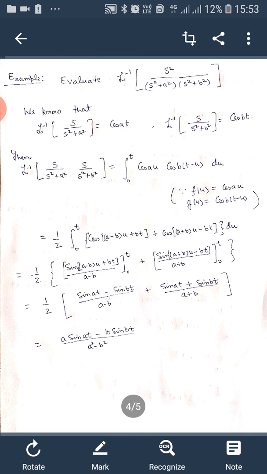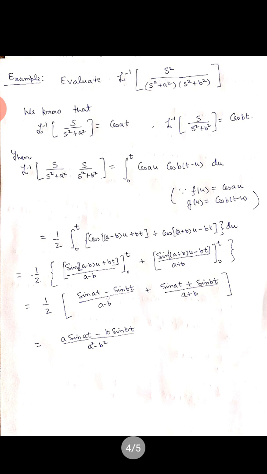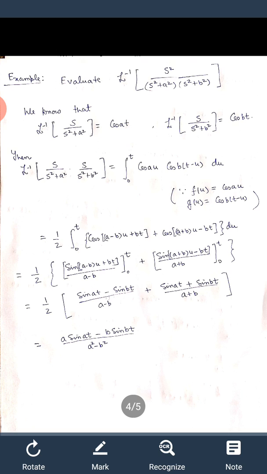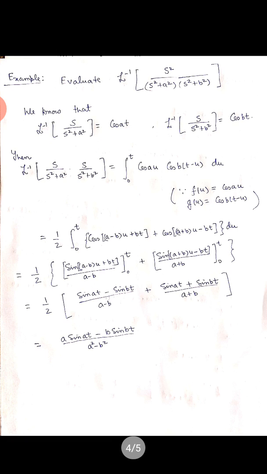So we already know that the inverse Laplace transform of s over s square plus a square is equal to cos at, and the inverse Laplace transform of s over s square plus b square is equal to cos bt. So then if we use the convolution theorem, that means if we take the product of these two functions, the inverse Laplace transform of s over s square plus a square times s over s square plus b square can be represented in this integral form. That means integration from 0 to t, cos au cos b(t minus u), and we are integrating it with respect to u.